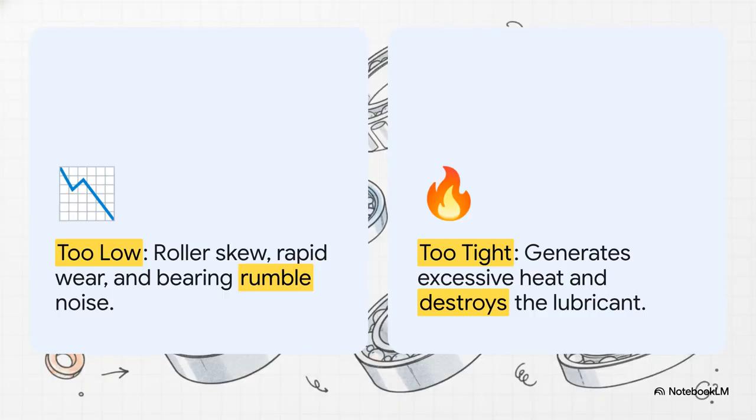Then there's the tapered roller bearing, heavily used in automotive wheel hubs and helicopter gearboxes because they handle combined loads incredibly effectively. But getting the preload right is literally a make or break situation. If your preload is too low, the rollers skew in the raceway, causing rapid wear and that classic, terrible bearing rumble noise. But if it's too tight, you generate excessive heat that quite literally cooks and destroys the lubricant. Precision here is totally non-negotiable.